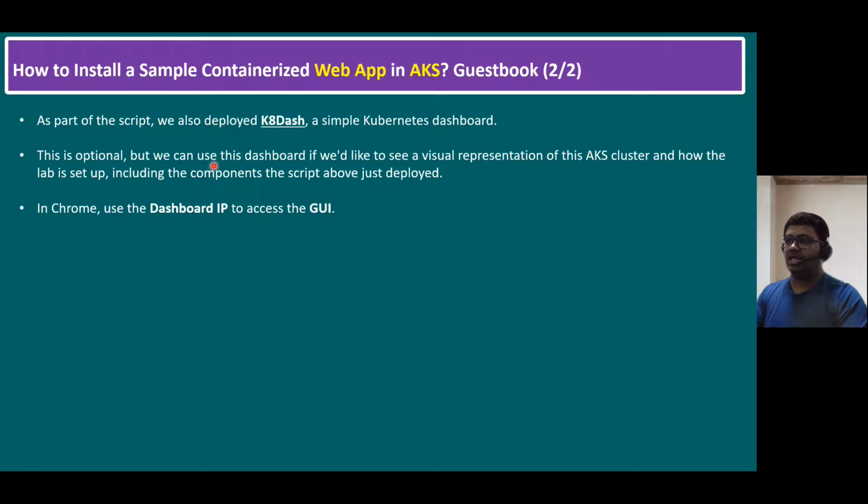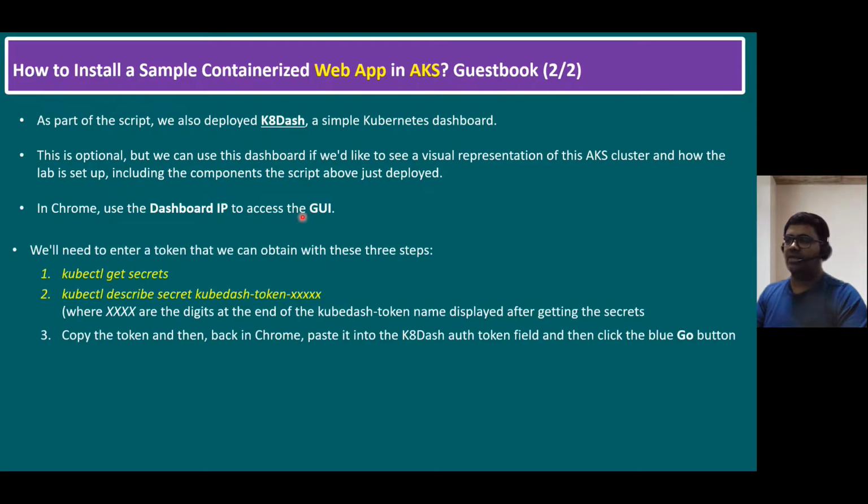Another step, apart from this normal Guestbook application: as part of the script, we also deployed the Kubernetes dashboard. A simple Kubernetes dashboard also gets installed. This is an optional step, but we can use this dashboard if you would like to see a visual representation of the AKS cluster, the Azure Kubernetes cluster, how the lab is set up, and the components the script above just deployed. For this you can also use Google Chrome and use the dashboard IP address to access the graphical user interface. It requires some authentication, so we will need to enter a token that we can obtain with these three steps.